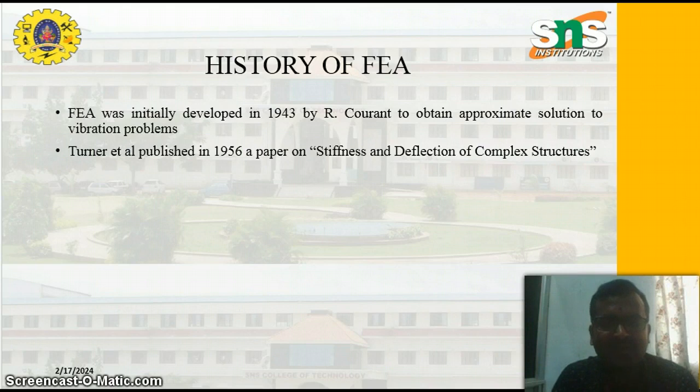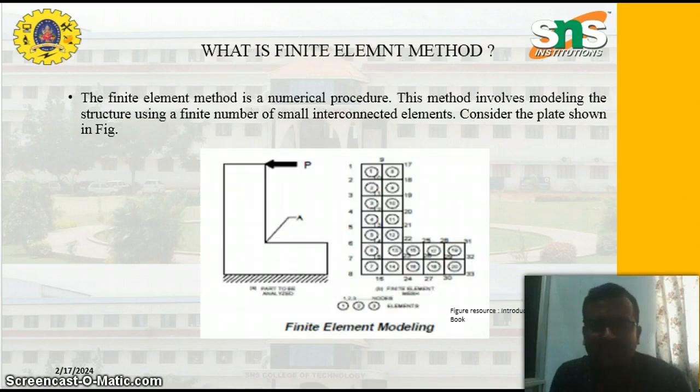FEA was initially developed in 1943 by R. Courant to obtain approximate solutions to vibration problems, and Turner et al. published in 1956 a paper on stiffness and deflections of complex structures. The finite element method is a numerical procedure to solve structural problems. This method involves modeling the structure using a finite number of small interconnected elements.